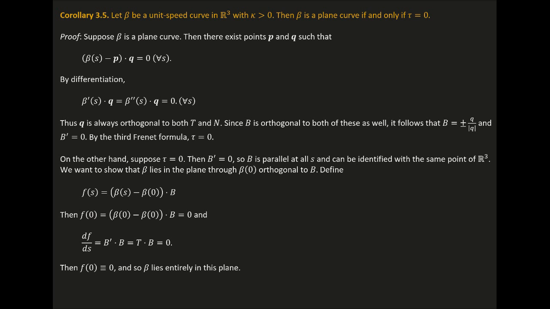Now consider the derivative of f with respect to s, which is, of course, beta prime dot B. But beta prime is T, and T dot B is 0. So not only is f of 0 equal to 0, but its derivative is always 0, which means that f is identically equal to 0, and so beta lies entirely in this plane described by the equation beta of s minus beta of 0, dot B, equals 0.